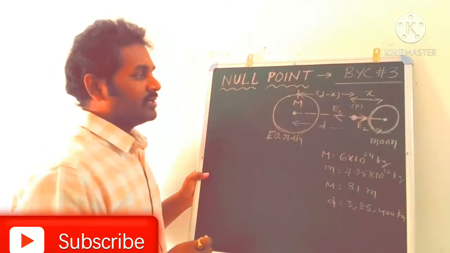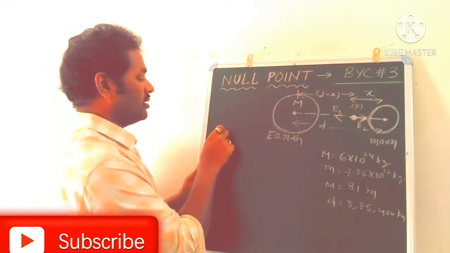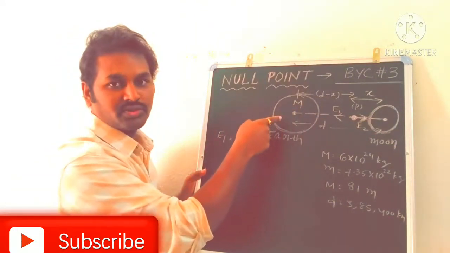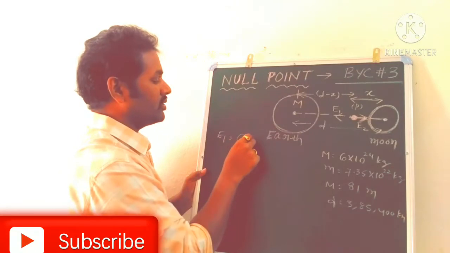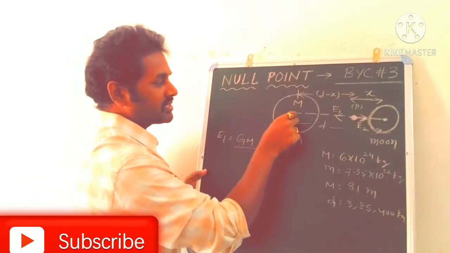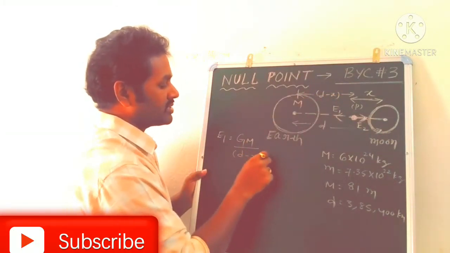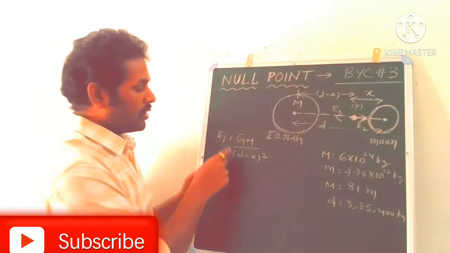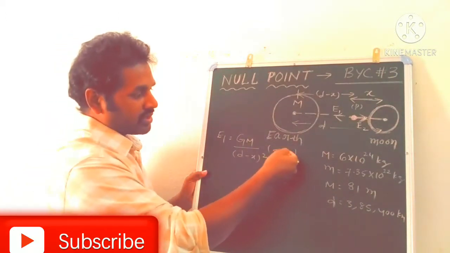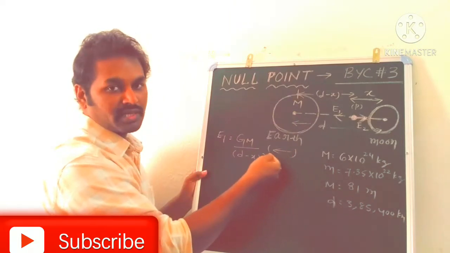Now we can write the field intensity equations E1 and E2. How much is E1? E1 is the field intensity due to the earth. We can write G into M divided by how much, the distance from the center of the earth? d minus x. So it comes as (d minus x) whole square. And whose direction is towards the left? That is denoted by the vector which is acting towards the center of the earth, that is towards the left direction.